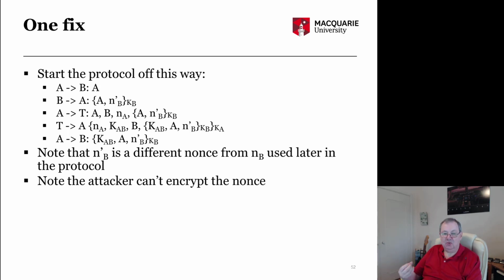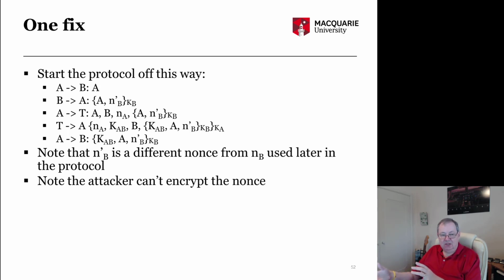Yet another nonce, which is different from the NB that's going to be used later in the protocol. And he sends this packet that contains a kind of ticket, which is Alice's name and another new nonce, all encrypted with KB. Now, Alice turns around and talks to Trent at this point and sends a message containing A, B, her nonce value, the thing she just got from Bob, this kind of pre-ticket, Alice's name, the nonce value, all encrypted with KB. Now, Trent will get that.